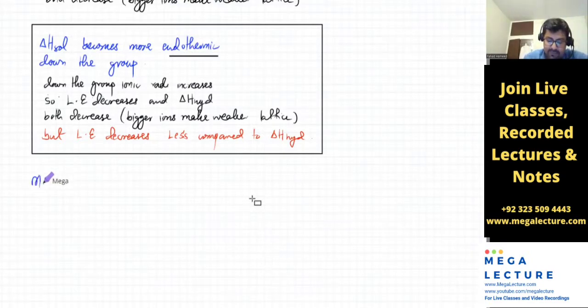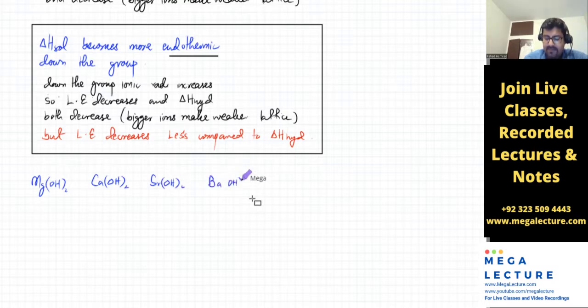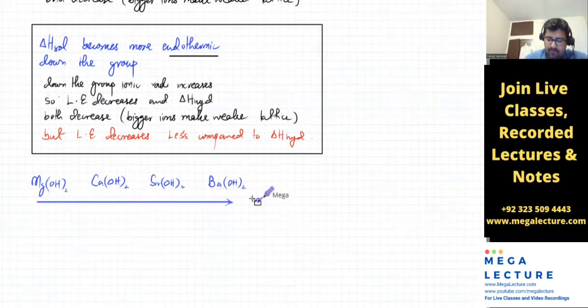Like Mg(OH)2 is insoluble, and you've got Ca(OH)2, Sr(OH)2, and Ba(OH)2. Now over here, the solubility is the opposite. They become more soluble down the group.